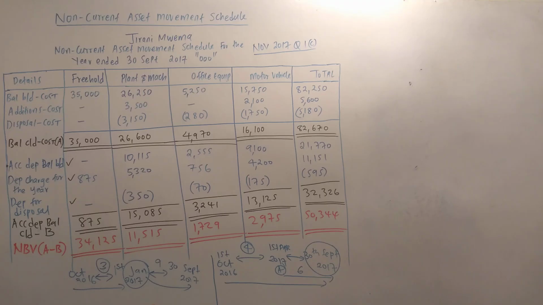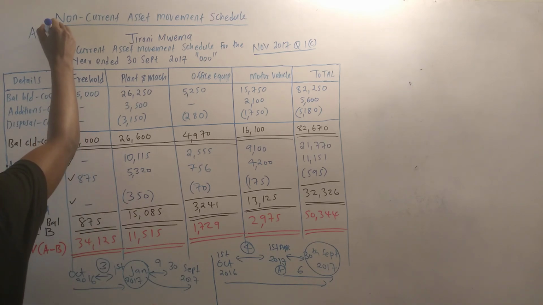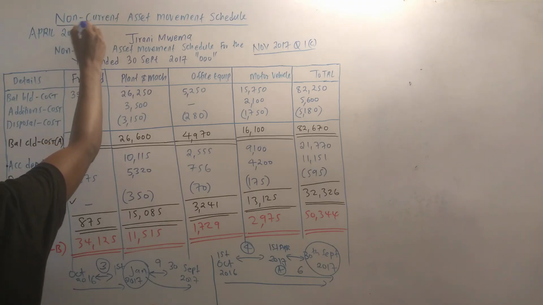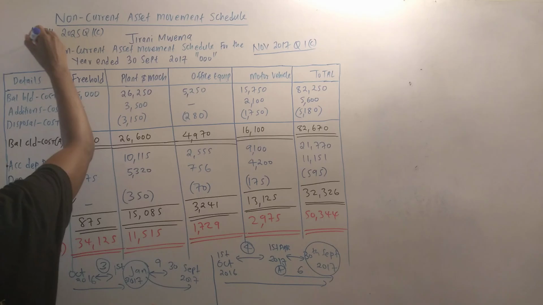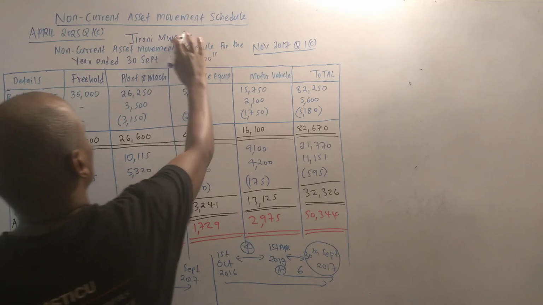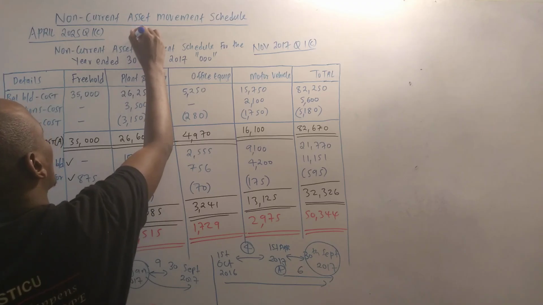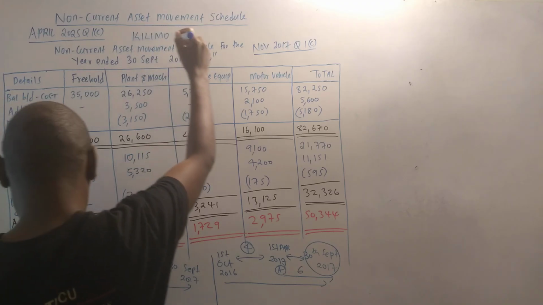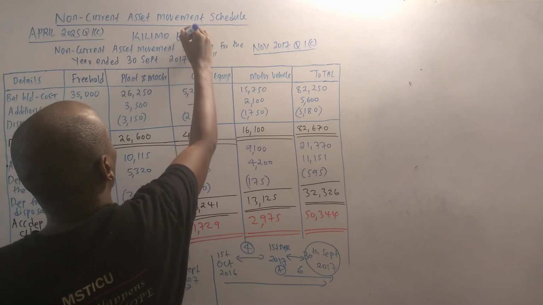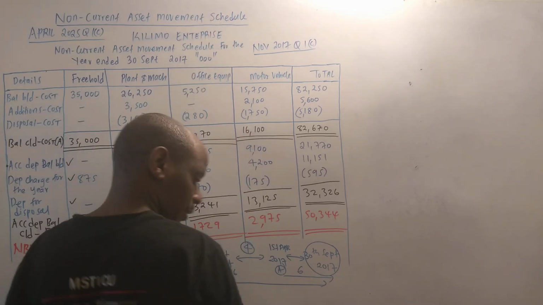So let's look for April 2025, question number 1C. That is Kilimo Enterprise. We shall just change here to Kilimo Enterprise.